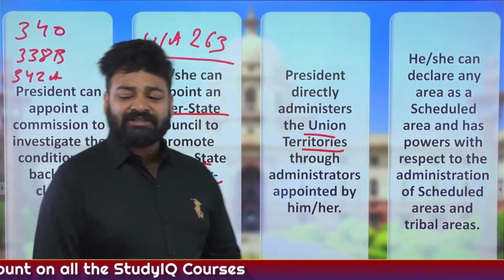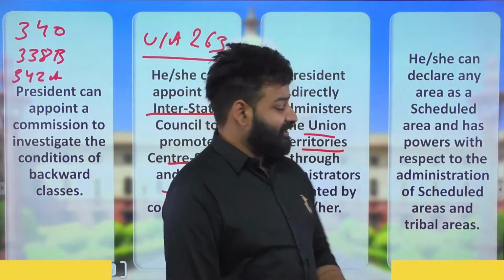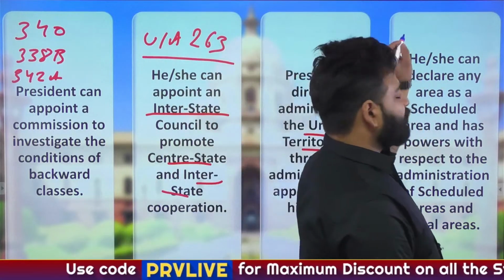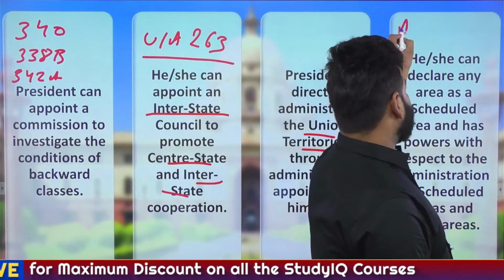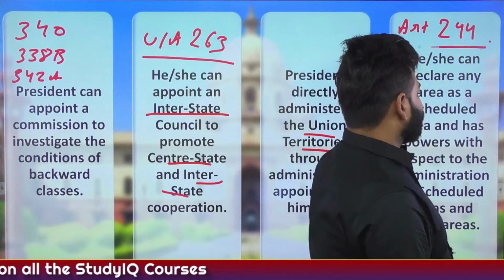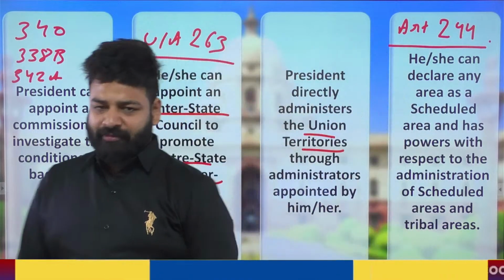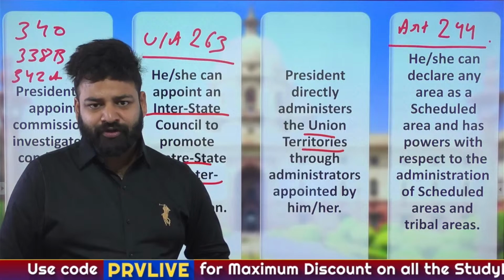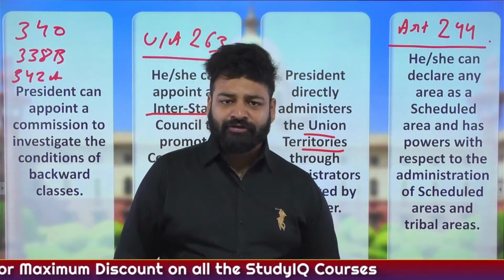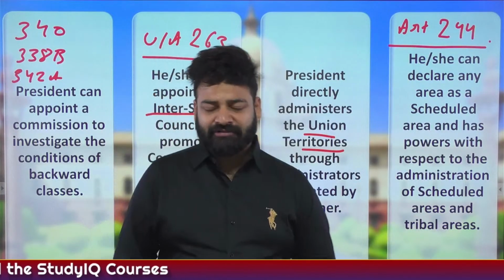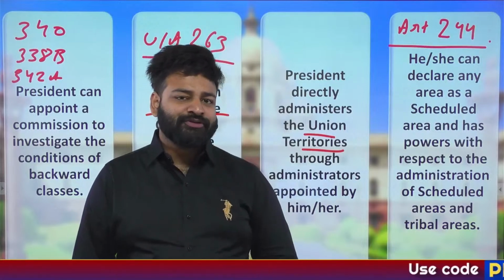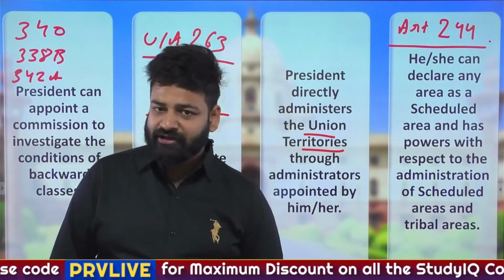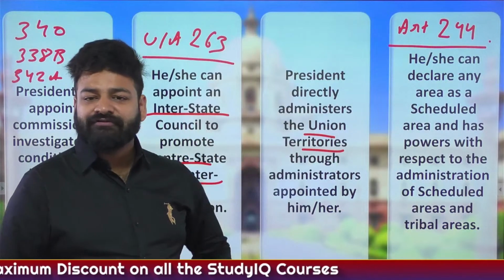So next, the President can declare any area as scheduled areas, and has powers over the administration of scheduled and tribal areas. So this is what we talk about, Schedule 5 and Schedule 6. Basically, we talk about Article 244. It deals with the administration of scheduled and tribal areas. Schedule 5 of the Indian Constitution and Schedule 6 talk about the administration of the tribal areas. The first one, Schedule 5, talks about the administration of such areas in the states throughout the country except Assam, Meghalaya, Tripura, Mizoram. Whereas Schedule 6 talks about the administration of tribal areas specifically in the states of Assam, Meghalaya, Tripura and Mizoram. Right? So this is what the executive powers of the President are.